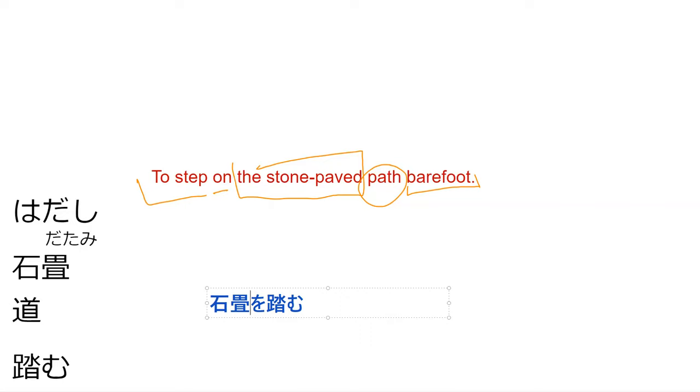Stone paved. Be an adjective. It is acting as an adjective here, but it is a noun. So when nouns act as adjectives, they actually do a really interesting thing, which is to give it a particle. So we have michi, which is our noun, the path, right? I step on a path. And then we're describing that path as stone paved.